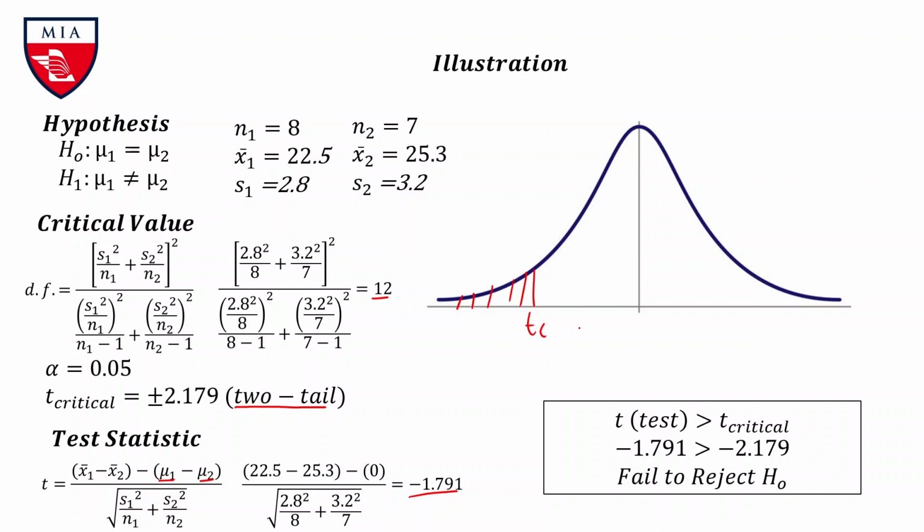Our t critical is equal to negative 2.179, because we are using the negative side. Let's assume that the value of our t-test statistic is here, equal to negative 1.791. The test statistic is not in the critical region, therefore we fail to reject the null hypothesis, because the value of our t-test is greater than the value of our t-critical. Negative 1.791 is greater than negative 2.179. Again, we fail to reject the null hypothesis because the test statistic is not in the critical region.